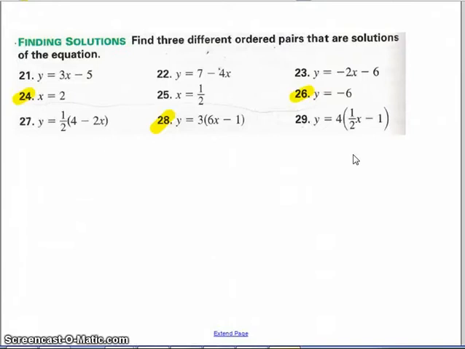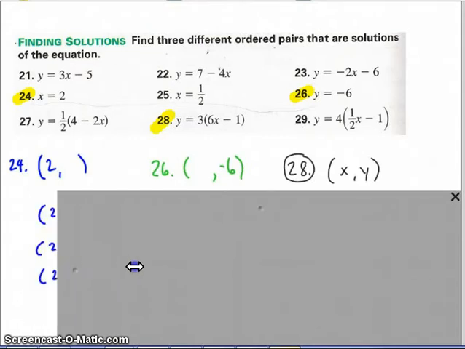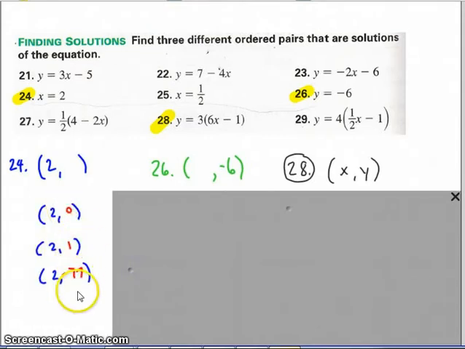Last part of this video. 3 more and last problems to do. I'll show you 24 and 26, and I'll have you help me more with 28. Okay, so for 24, x equals 2. Well, if x equals 2, then I know that any point, and it asks me to find 3 different points, I know any point that I have is going to have 2 in for its x coordinate. So I can plug anything I want in for y, and I've picked 3 random points here.